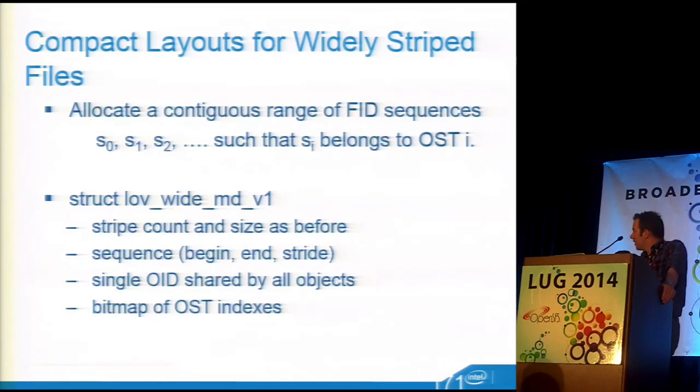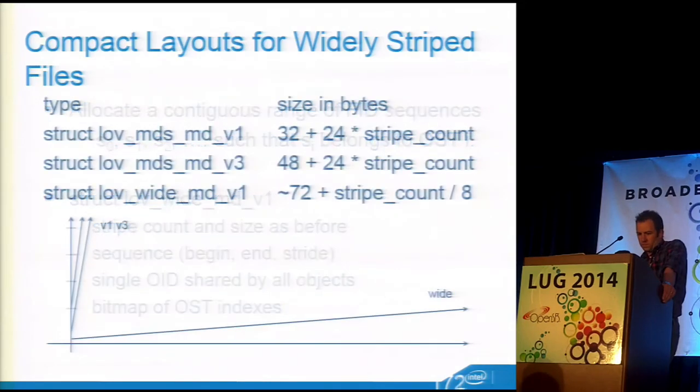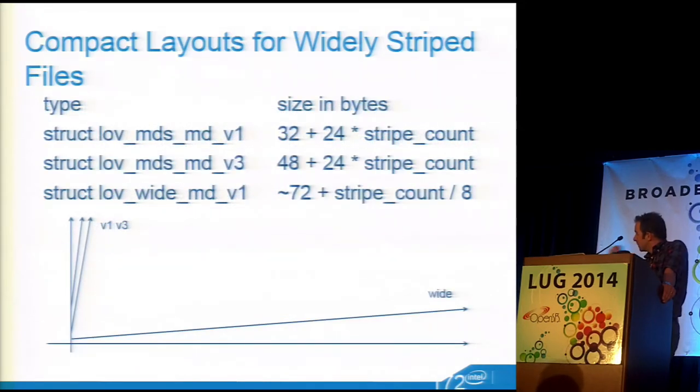So instead of 24 bytes per stripe in our layout, as we have with LOV_MDS_MD V1 and V3, we have a single bit per stripe, marginal cost. So we pay a little more at the header. We have about a 72-byte header, but we save when we start to scale out.